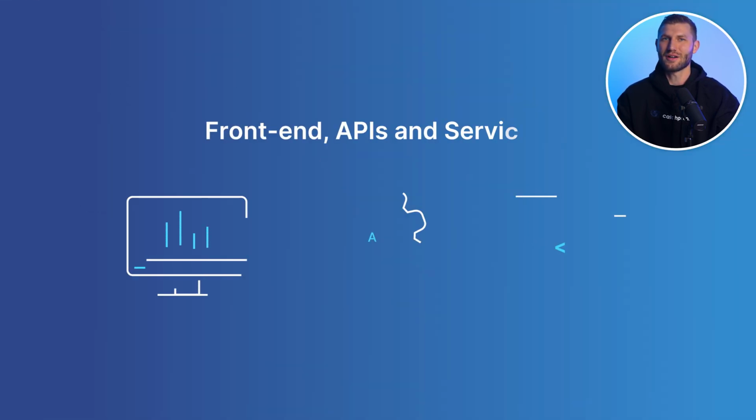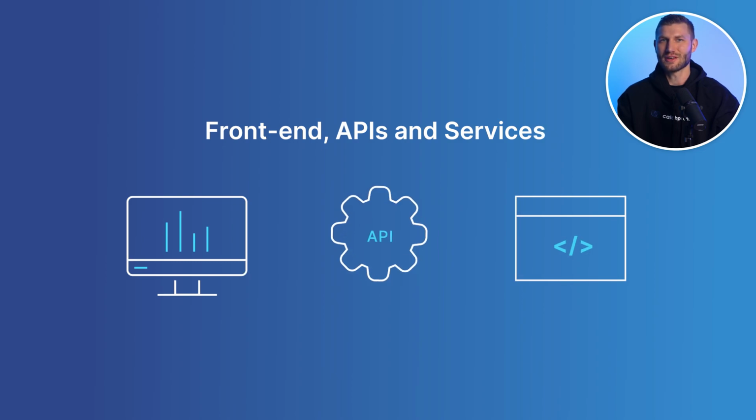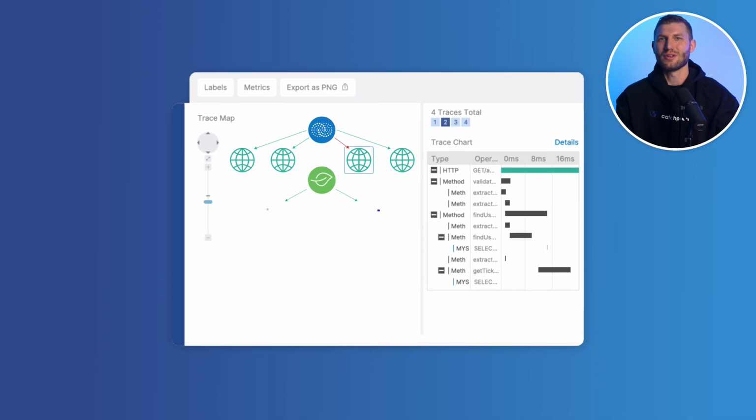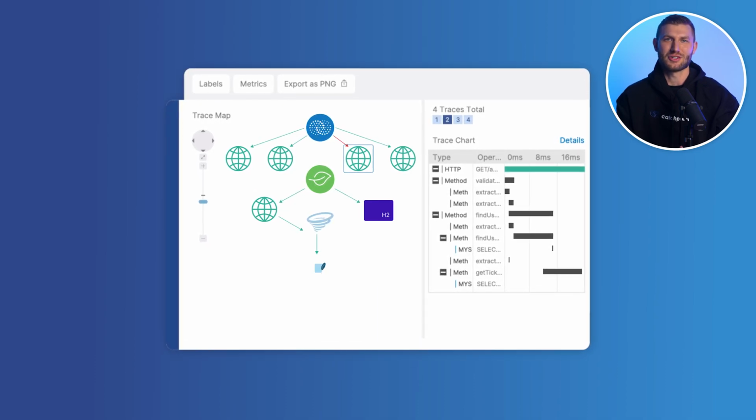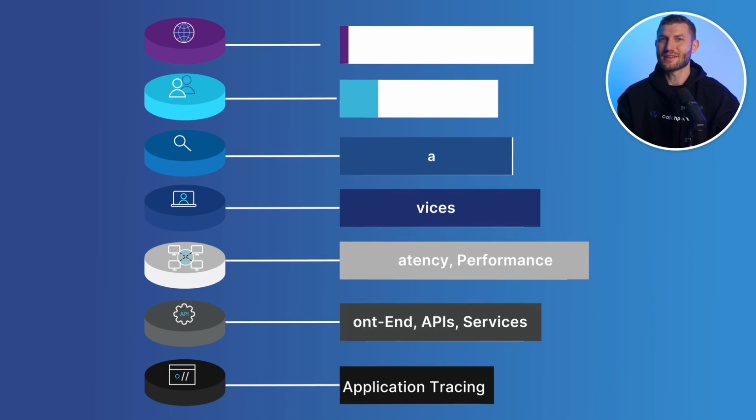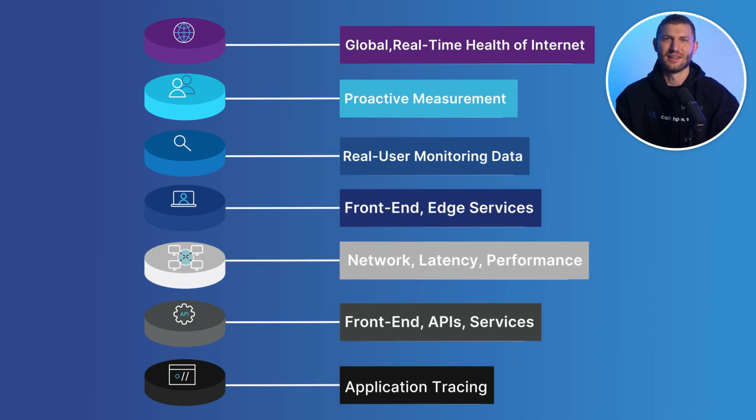You can confirm the response time of your front-end servers, APIs, and services. Then get visibility down to each single line of code with distributed application tracing. Just imagine the power of this visibility in real time for your key applications. Now you don't have to imagine it anymore. It is real and it's available today.